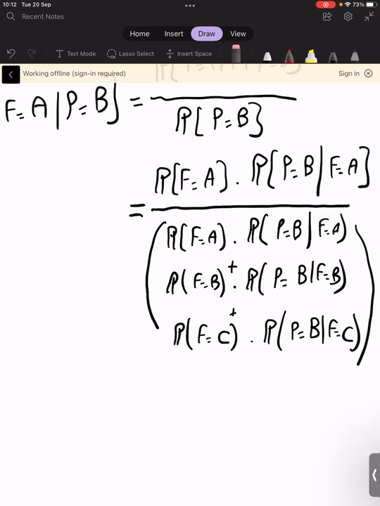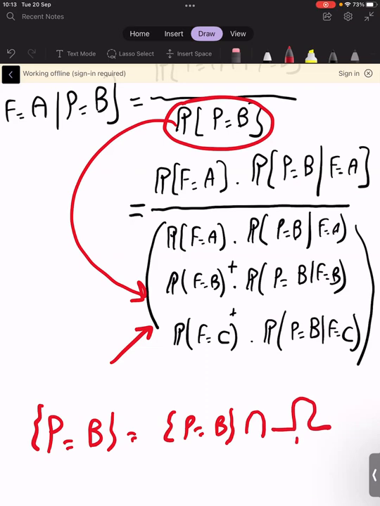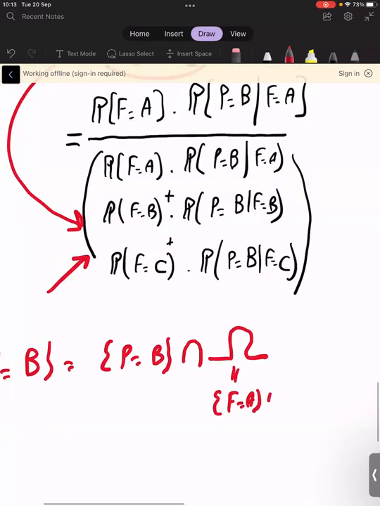Jose. It's okay. Okay, the denominator is called the total probability rule. In fact, for the proof to pass from here to here, you must put the information here. You have just the information P equal B. But now you want to add the decomposition into a partition of the space, which is the position of the Ferrari. So in fact, you will say that P equal B, the event that you want, is P equal B intersected with all the space. But all the space is Ferrari equal A, union Ferrari equal B, union Ferrari equal C. And then you use that intersection of union is union of intersection. And after you do the sum, and you arrive at this.